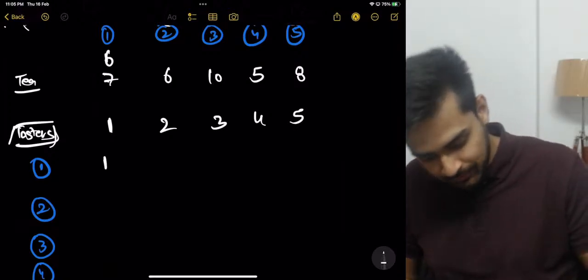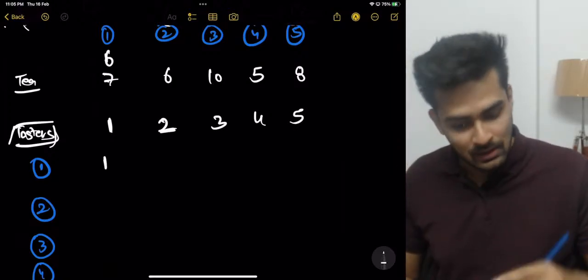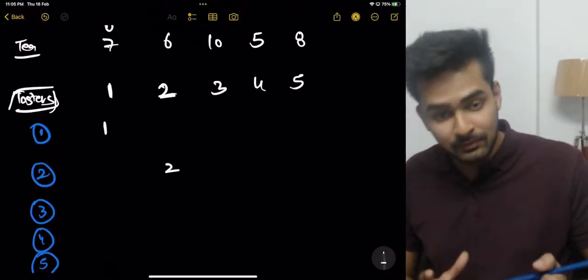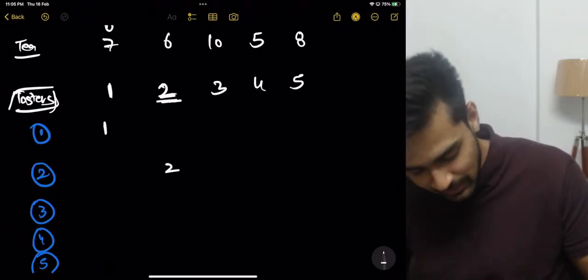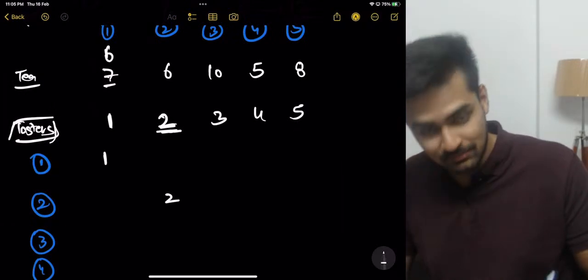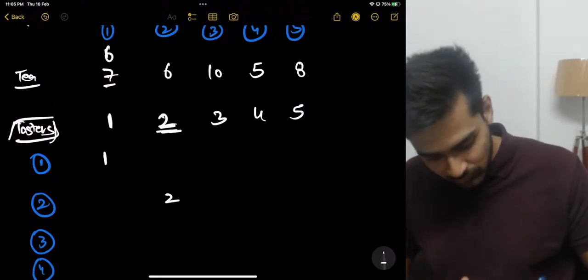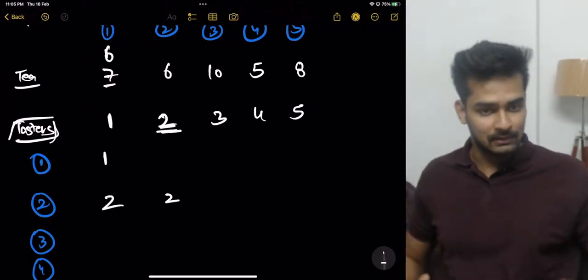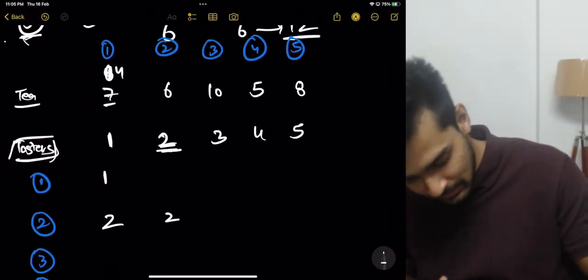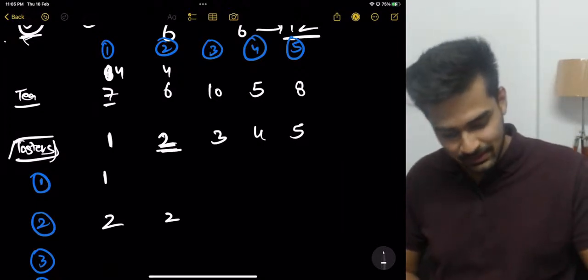Now let's look at person number 2. Person number 2 will drink 2 milliliters on day 1. Then it will move to the left. How much will this value drink from this? We have 6 left, the minimum of 6 and 2 is 2, so it will drink 2 and then leave the party. How much is left here? 4 is left here. Here also 4 is left because 6 minus 2 is 4.